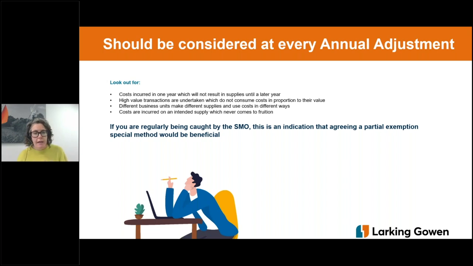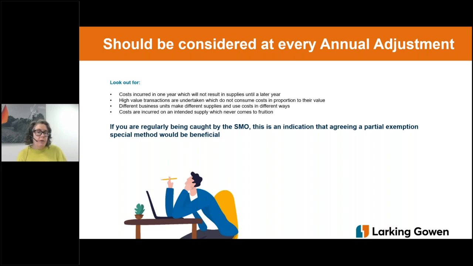But again, there's no set basis for how you calculate the comparative under the standard method override. You could use any method at all that you think fairly reflects the use of your costs. So that could be, for example, student headcount.